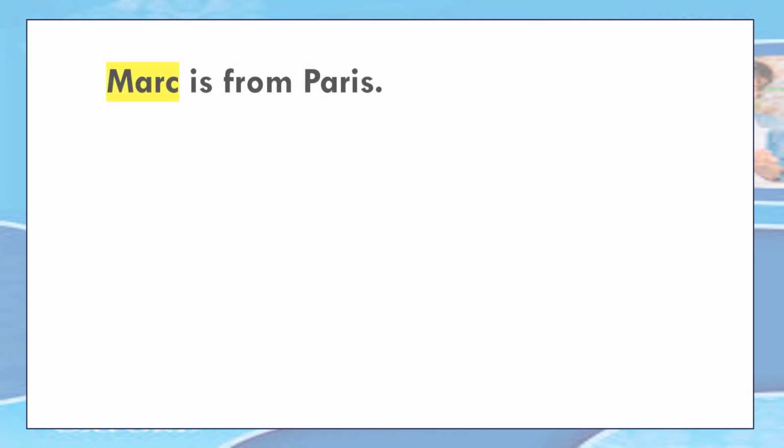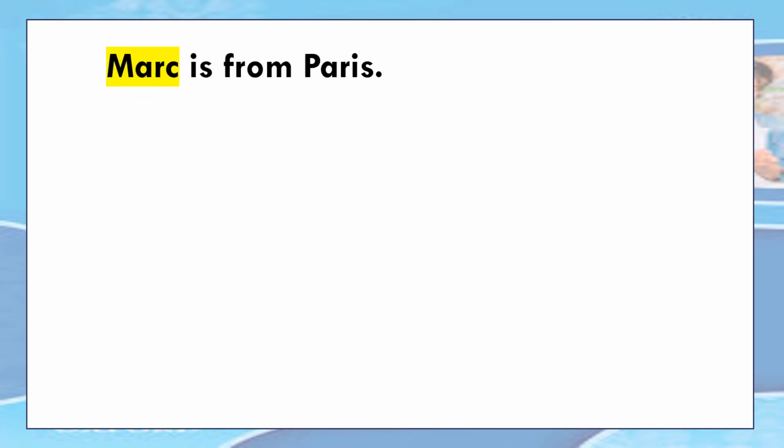Alright, so there's one more exercise for verb to be. Mark is from Paris. He is from Paris. What you need to do is look at the subject pronoun, the first sentence, and change it to the subject pronoun like this one. Mark is a boy, so he is from Paris.